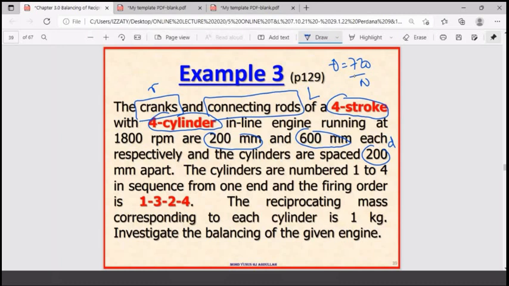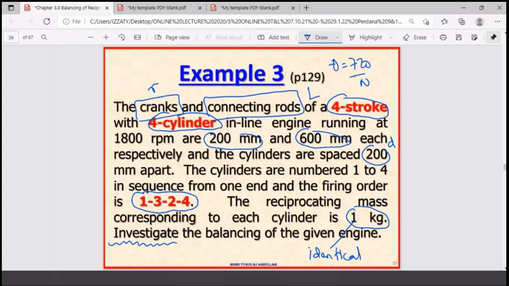They are numbered 1 to 4 sequentially, from one end, and the firing order is 1, 3, 2, 4. So you don't have to do anything but the firing order. It does mention numbered 1 to 4 sequentially, so you can put left to right or right to left, doesn't matter. The reciprocating mass corresponding to each cylinder is 1 kg. Remember, I did mention identical. What does identical mean? Every cylinder has the same mass, a piston of 1 kg. So investigate the balancing of the given engine.